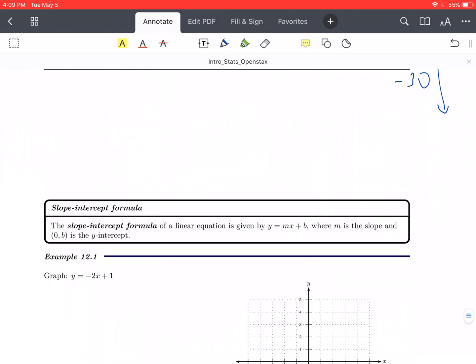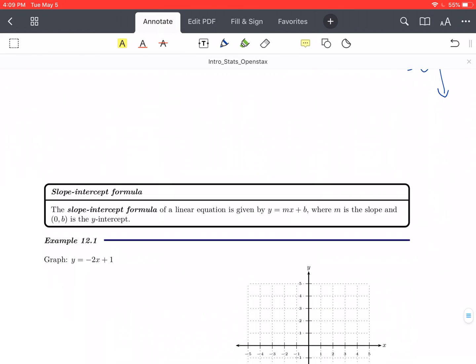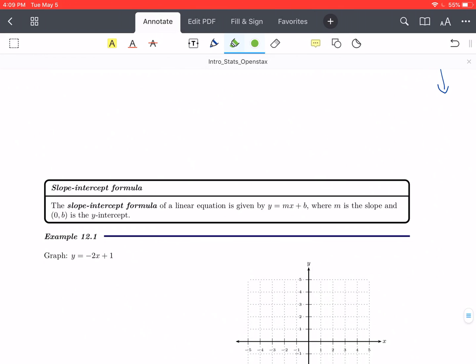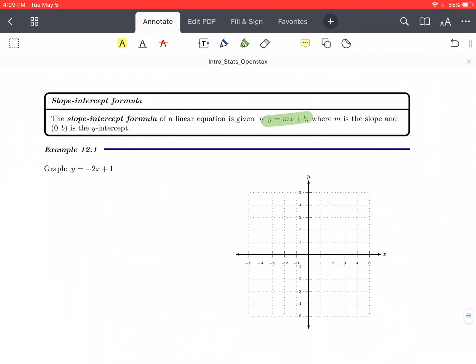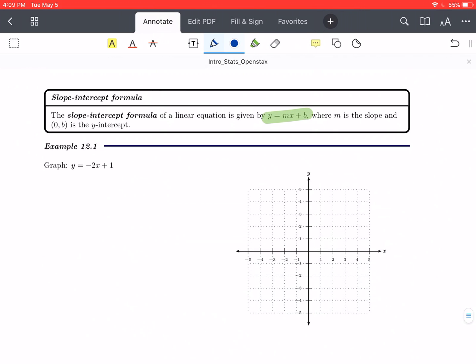Then we have the slope-intercept form of a line. This is probably the most commonly used one. This is y equals mx plus b, where m is the slope and b is the value of the y-intercept. The y-intercept is just where the line crosses the y-axis. The y-axis, right, is this line right here. So that is given to us by b, and then m tells us how the line is moving thereafter.